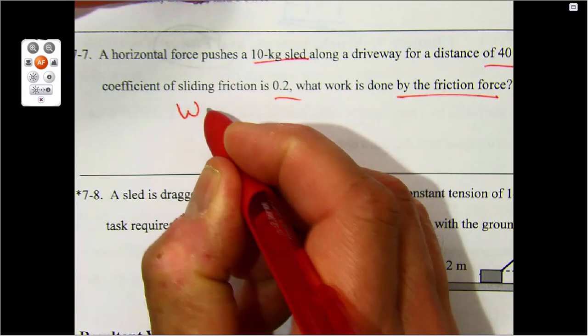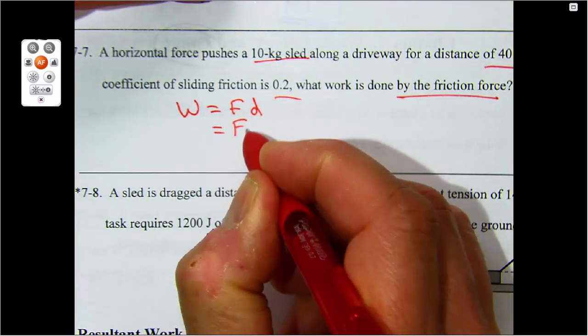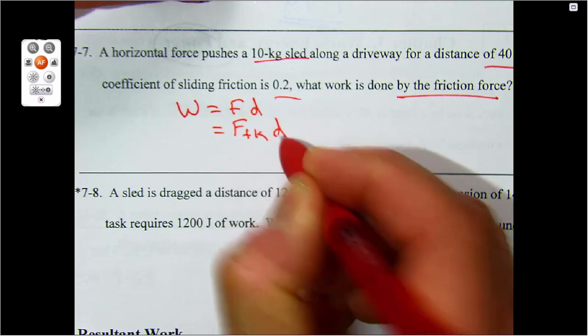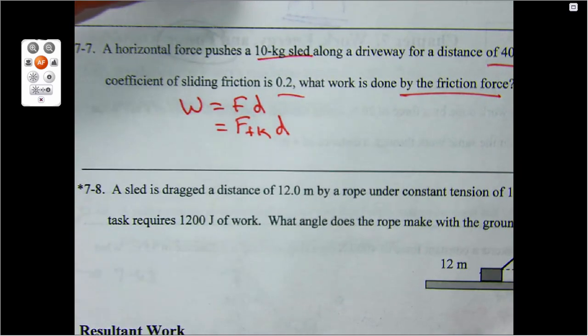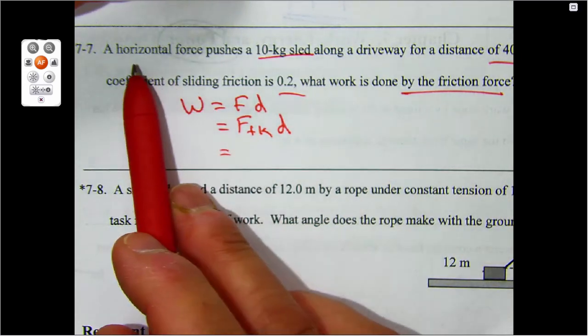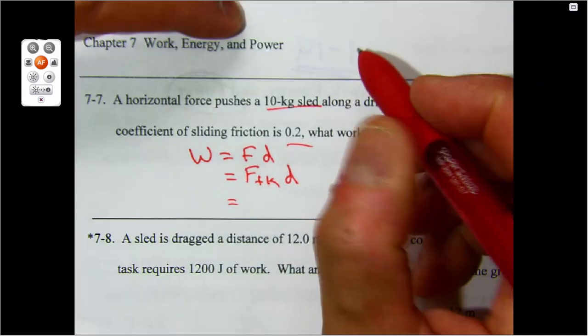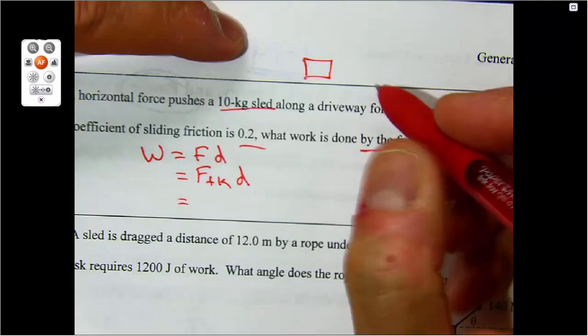So, work is equal to force times distance. In this case, it's the force of kinetic friction times distance because it wants the work due to friction. What is the friction force? This is a horizontal force that pushes a sled. There is no angle involved here. You do not have that sled on a string.